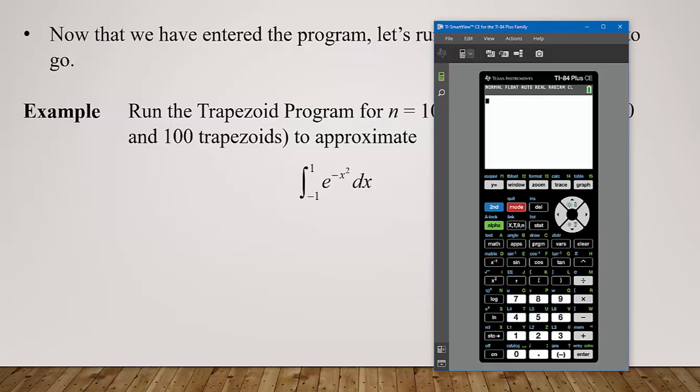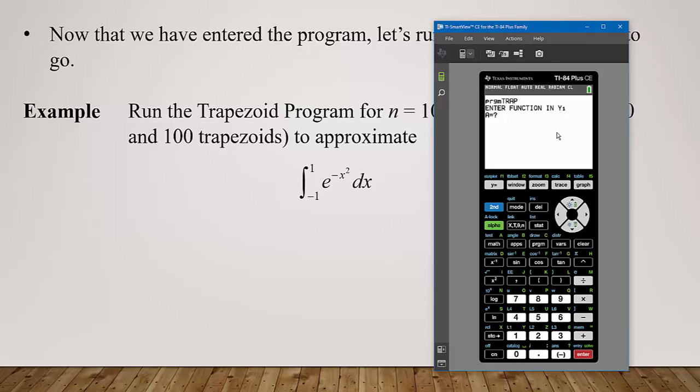So let me get my calculator back up here. The first thing is, I have to put the integrand into y sub 1. So e to the -x squared. All right, so now I can quit. Now I'm going to run the program. So the program was, I called it trap.